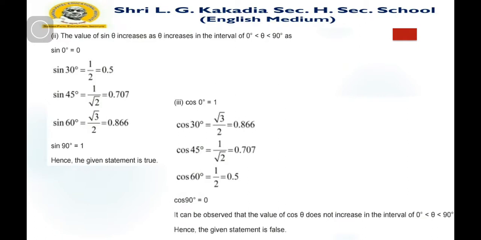Now let me check the same for cos theta. Cos 0 is 1, cos 30 is square root 3 upon 2, which is equal to 0.866, cos 45 is 0.707, cos 60 is 0.5, and cos 90 is 0. As you can see, as theta increases the value of cos theta decreases. So it can be observed that the value of cos theta does not increase in the interval 0 less than theta less than 90. Hence the given statement is false.